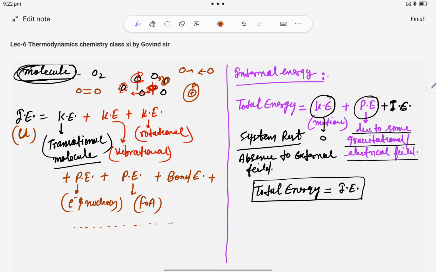I explained kinetic energy, rotational, the molecule will rotate. Kinetic energy, vibrational, it will vibrate. Then potential energy for nucleus and electron, potential energy because of force of attraction, bond energy, and so on. There are so many kinds of energy. Got it? Okay.